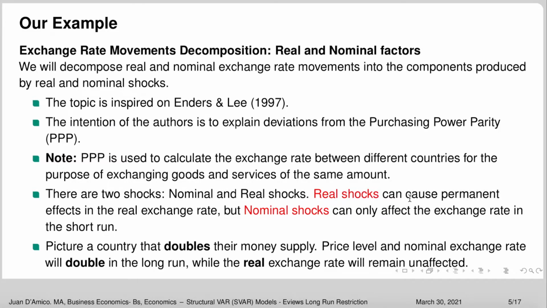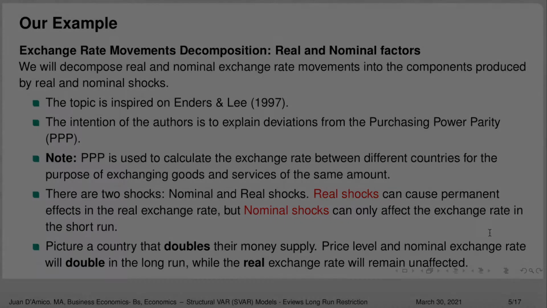Real shocks can cause permanent effects in the real exchange rate, but nominal shocks can only affect the exchange rate in the short run. So just picture a country that doubles its money supply. Price level and nominal exchange rate will double in the long run. However, the real exchange rate will remain unaffected.